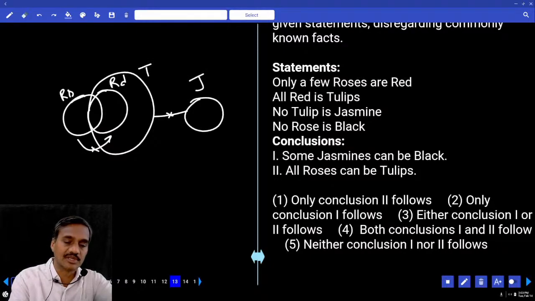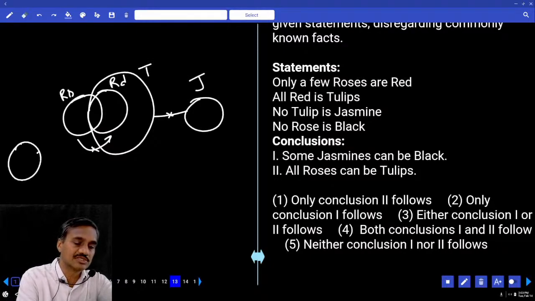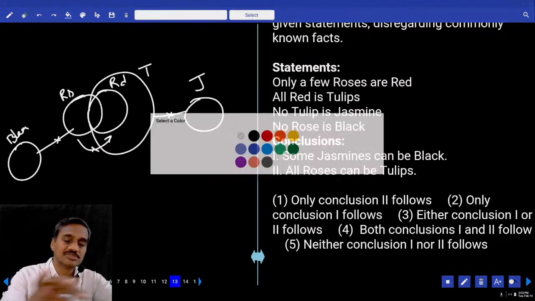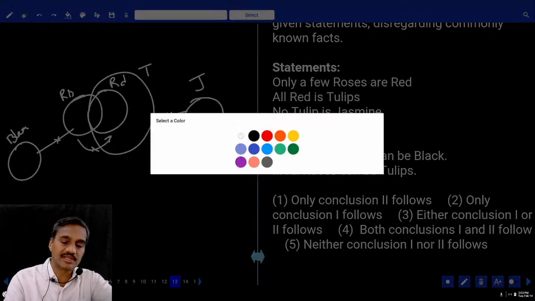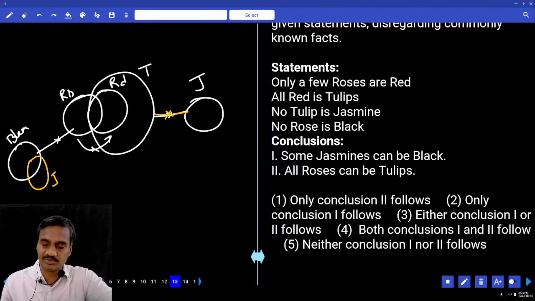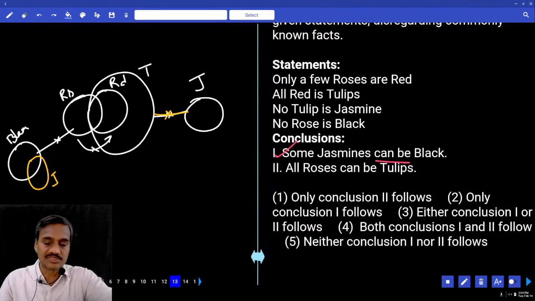And no rose is black, no intersection between rose and black. Then according to this, some jasmines can be black. Jasmine and black can be intersected like this or not? Tell me, which can jasmine not touch? It cannot touch tulip. Now I can bring this jasmine here. Hence 'can be' means it is a possibility. Some jasmines can be black.